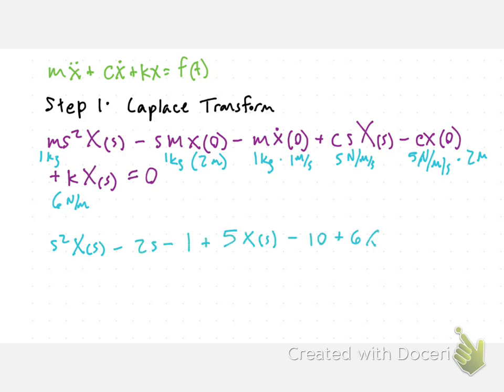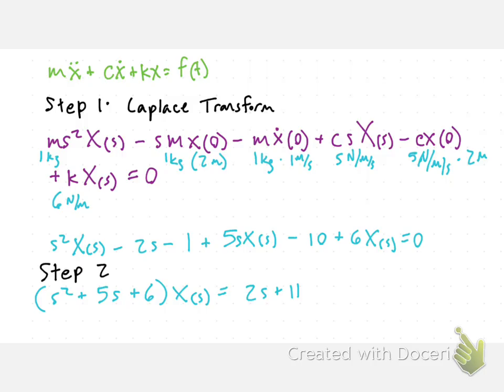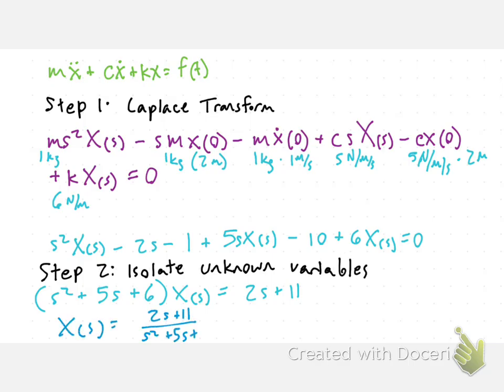If we put in those input values, numerically solve it, then we can start to isolate our unknowns. That's actually step 2. So let's go ahead and write step 2 because I've gone ahead of myself there. And we isolate the unknown variable in the Laplace domain. So we can have that as X of s is equal to 2s plus 11 over s squared plus 5s plus 11.